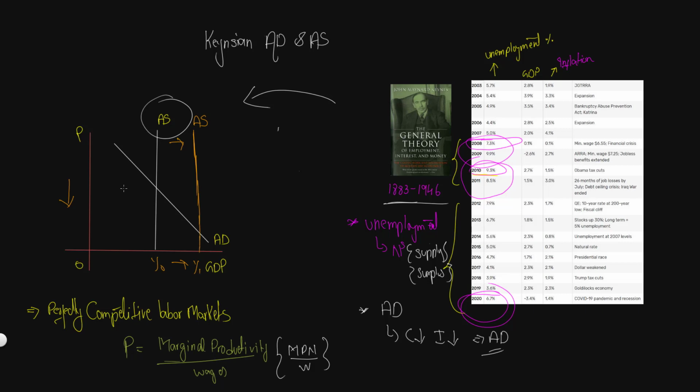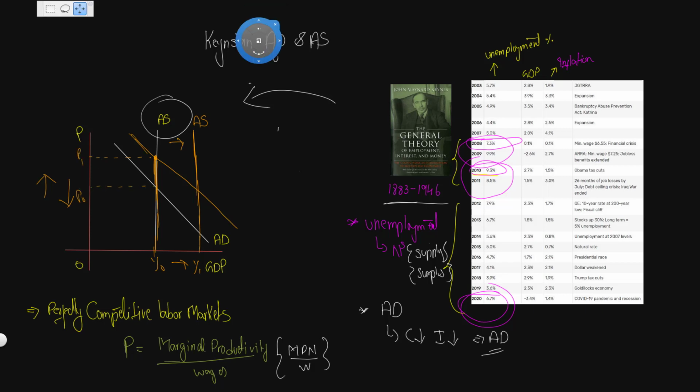Any movement along the aggregate demand curve would cause an upward pressure on prices and would not increase GDP; it would keep the GDP constant. So let's say if we move the aggregate demand, our GDP level would still remain exactly the same. It is only the prices which would increase.